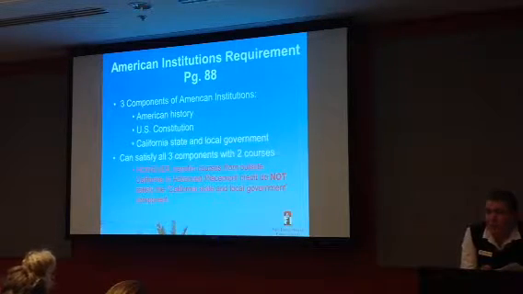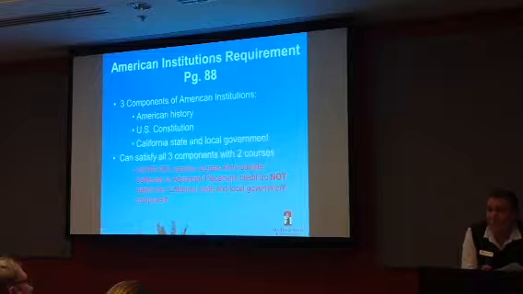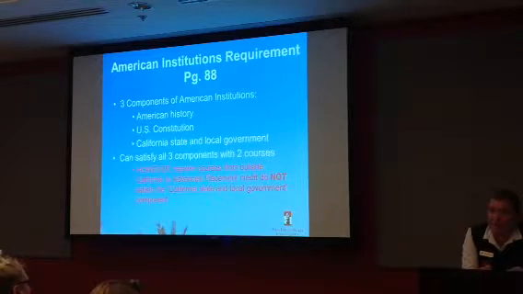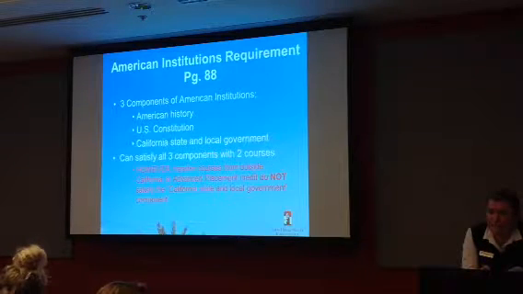So for example, if a student took History 109 and Political Science 101, they will not have cleared all three requirements. Okay? Because neither one of those will cover the Cal State local government. Does that make sense? Awesome.